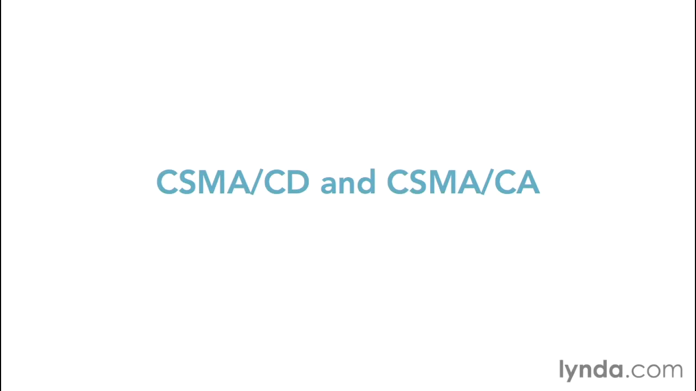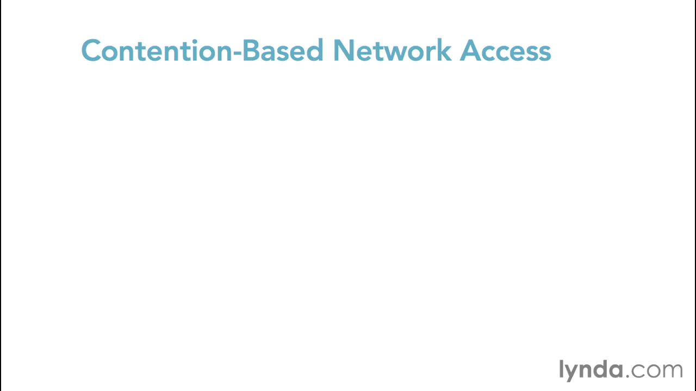Next, we want to address two common ways that nodes or computers use to access the network directly. In other words, to be able to get onto the network, not necessarily to get resources, but to actually access the physical network itself. The two ways we're going to look at are both contention-based network access methods, which were briefly mentioned in a previous video.